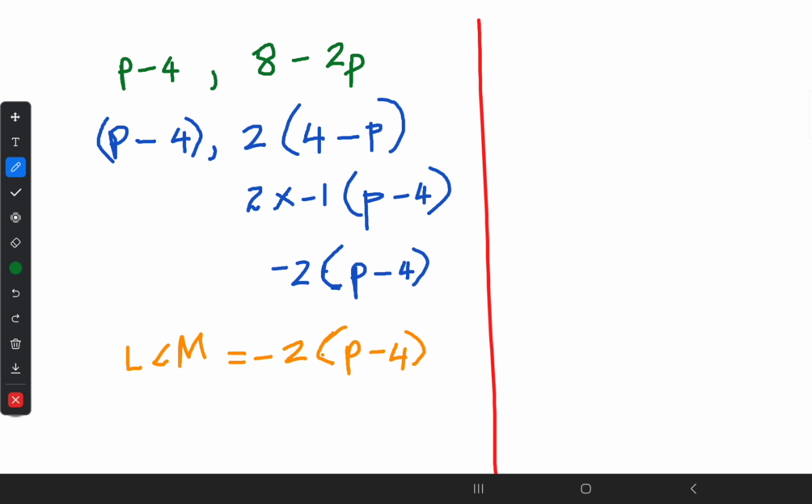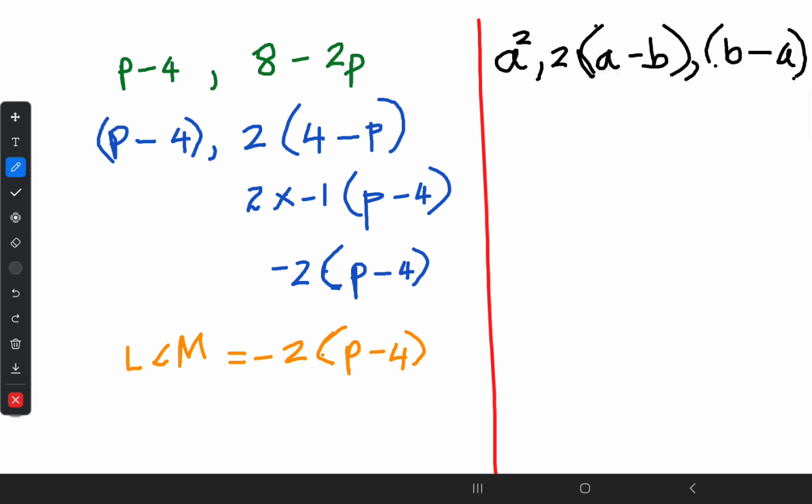So here we will take a square, comma, 2 times a minus b, comma, b minus a. Here we are going to find the LCM. A square is already in the ground set. So 2 times a minus b, this one is also already factorized. So a square and 2 times a minus b still remain the same as they are.